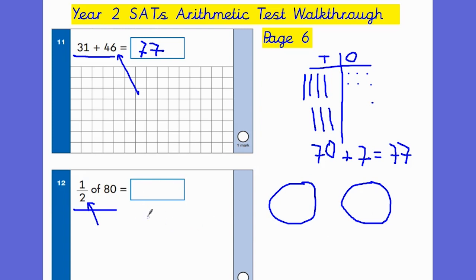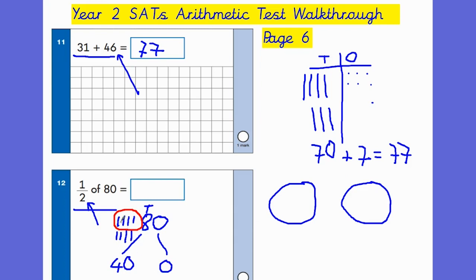I would probably say to the children, if we have 80 and we partition that number, I would say to them, well, that's 80. You've got 8 tens. Okay, so 1, 2, 3, 4, 5, 6, 7, 8. Now, if you were to split those 8 tens and share them between 2 people, how many would each person get? And the answer is that we'd each get 40.